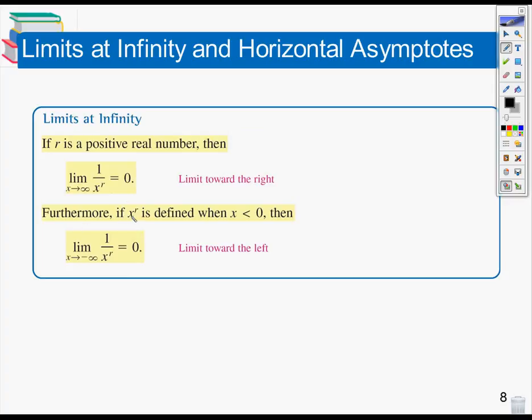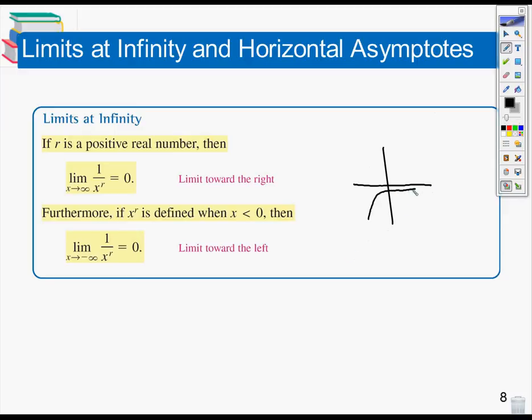Furthermore, if x raised to the r is defined when x is less than 0, then when we look at it coming from the left, this entire thing equals 0. Now, why is that different? Well, it's basically the way that we're looking at it. If we looked at it coming from the right, this entire function would not be approaching 0. If I were to draw this a little bit, it would be going that way.